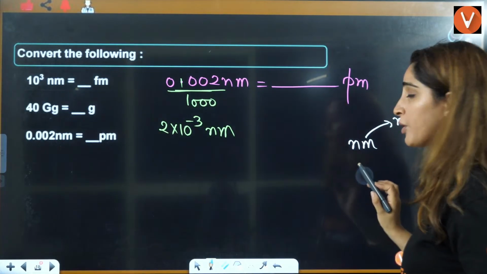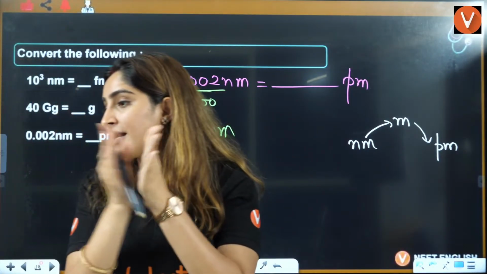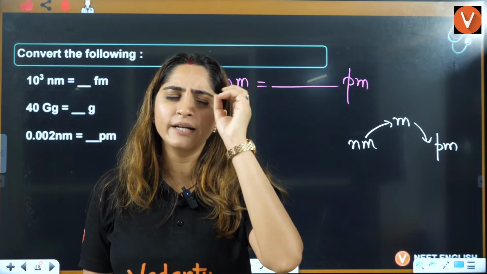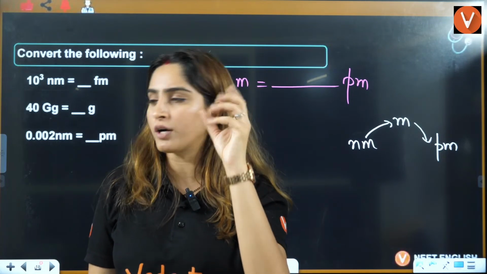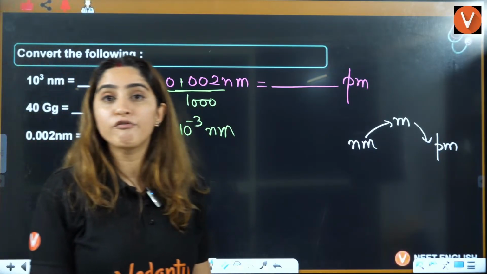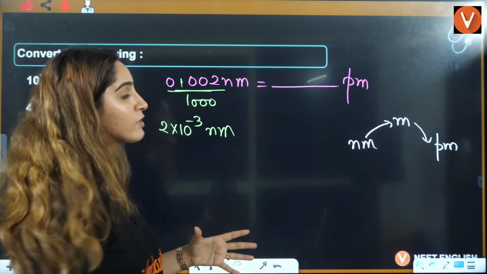Now see what I am going to do. Nanometer to meter. Nano is what? Everybody write it down in the chat box. Nano is 9, 10, 11, 12, 13, 14, 15, 16. Which number is for nano? Which number do you have for nano? Everybody in the chat box. Which number do you have for nano?